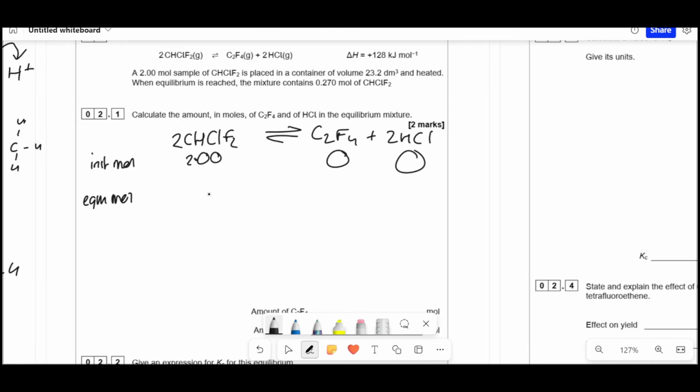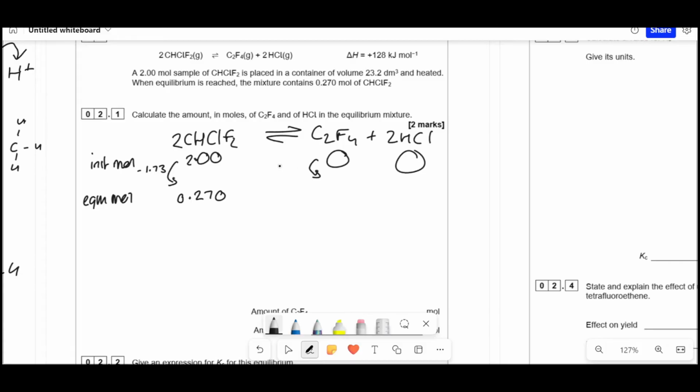And then in the equilibrium moles, what have they told you? That when equilibrium is reached, you have that much CHClF2 left, so 0.270. So whatever this decrease was has gone into making those. If we do 2 minus 0.270, this has dropped by 1.73. So 2 lots of this dropping will end up making 1 lot of this and then 2 lots of that.